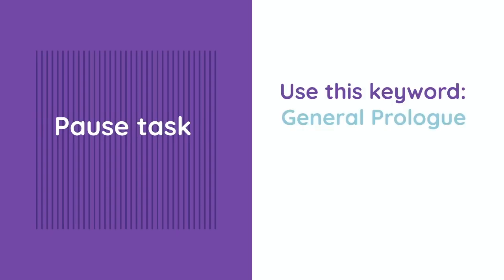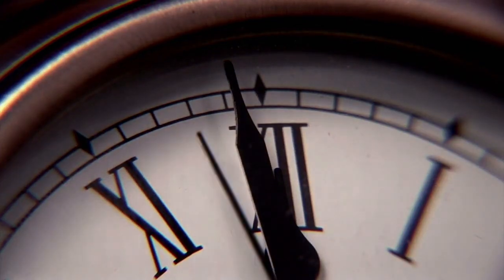Pause task. Use this keyword, General Prologue. Say one sentence, use the verb to be, press pause now.